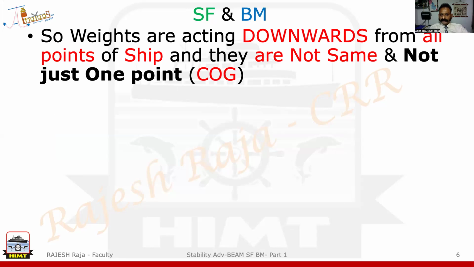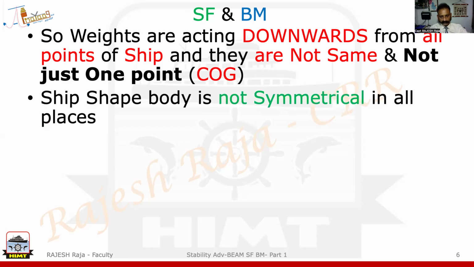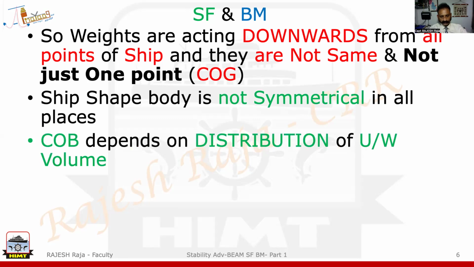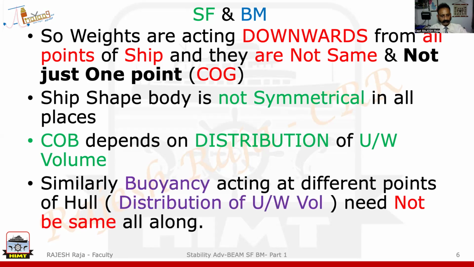Now, weights are acting downwards from a lot of points, just like the way I showed you in that compartment, different compartment. They're acting from all different points, and they're not the same. They're not just from one point. Since I already said ship shape is not symmetrical in all the places, your center of buoyancy depends on distribution of underwater. So that means gravity depends on distribution of weights, and buoyancy depends on distribution of underwater.